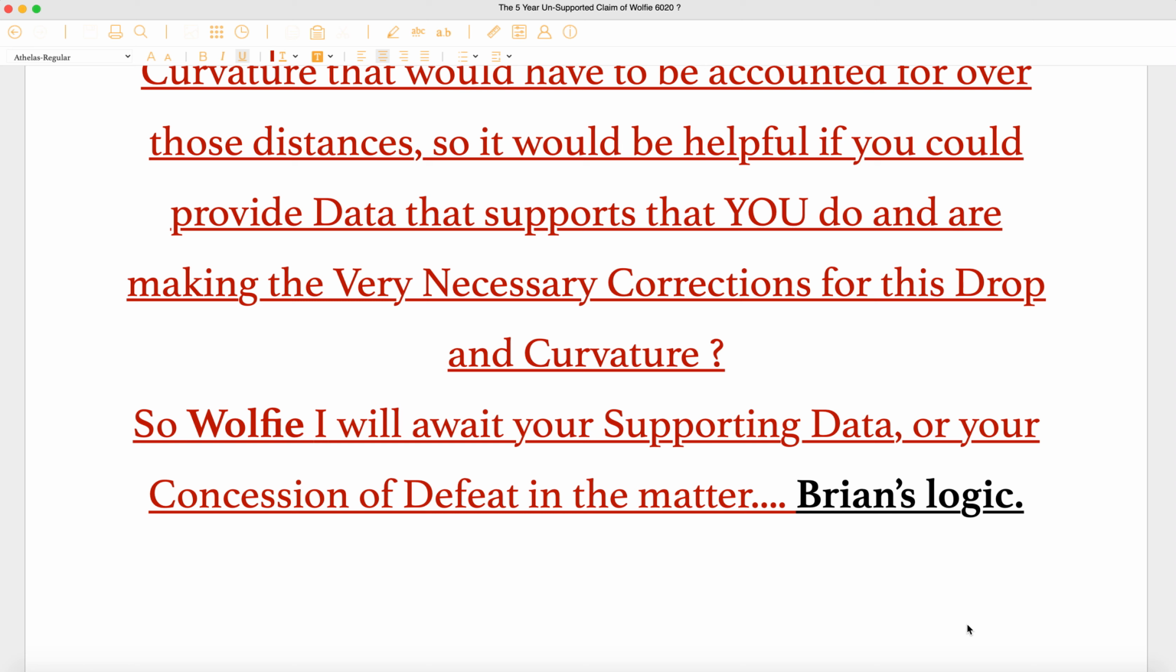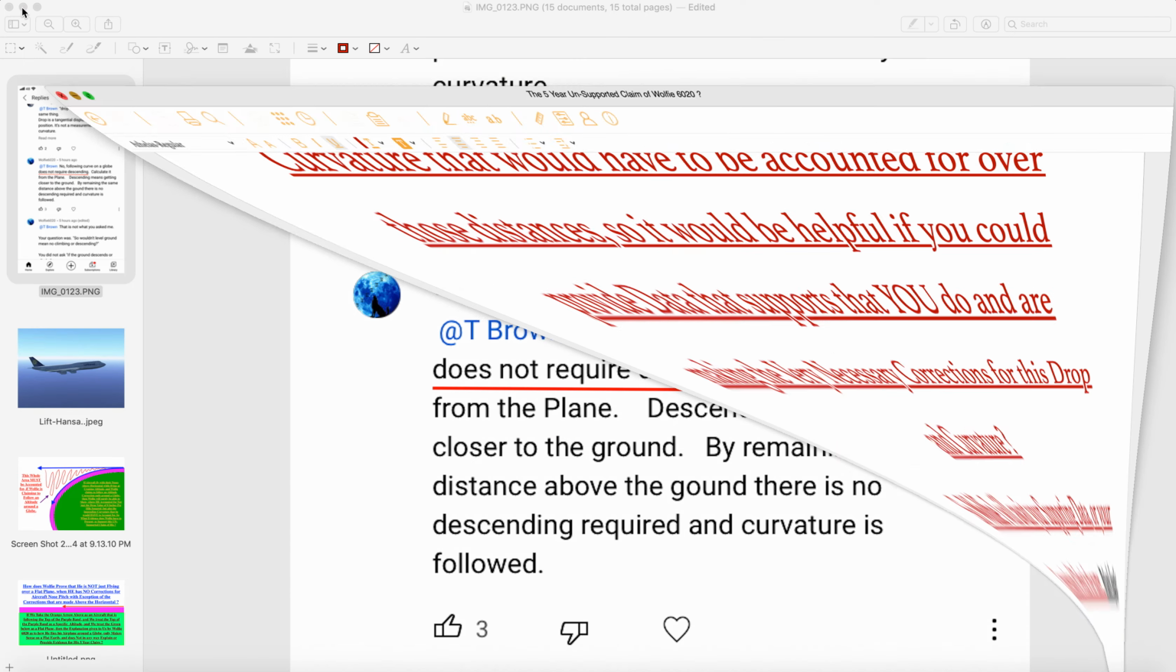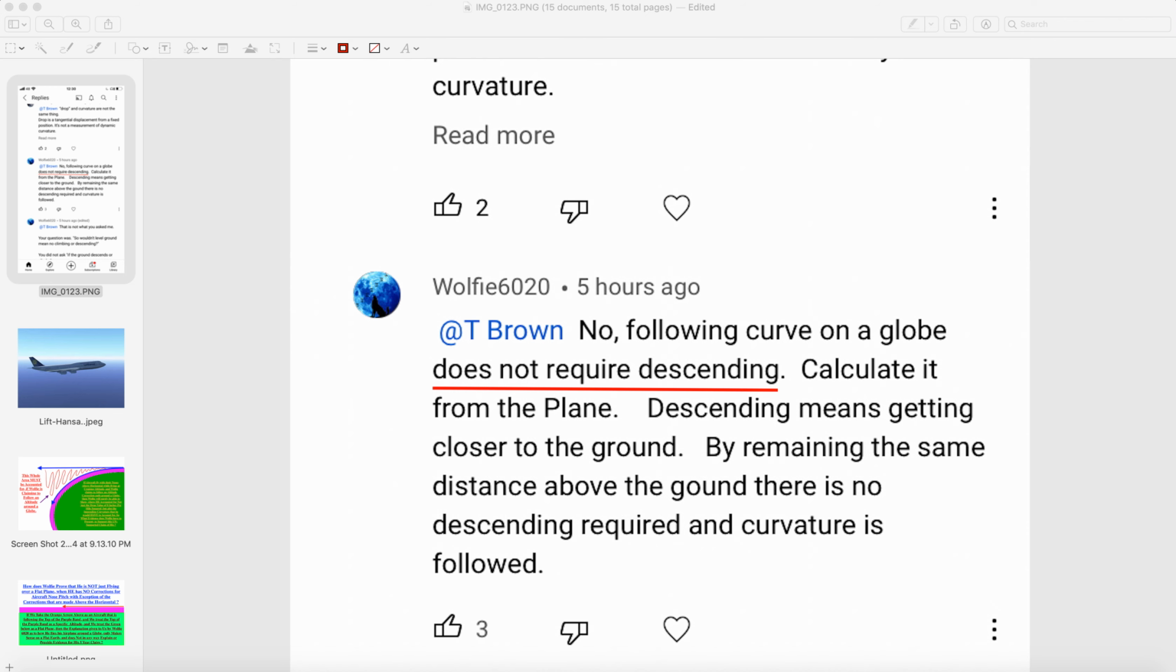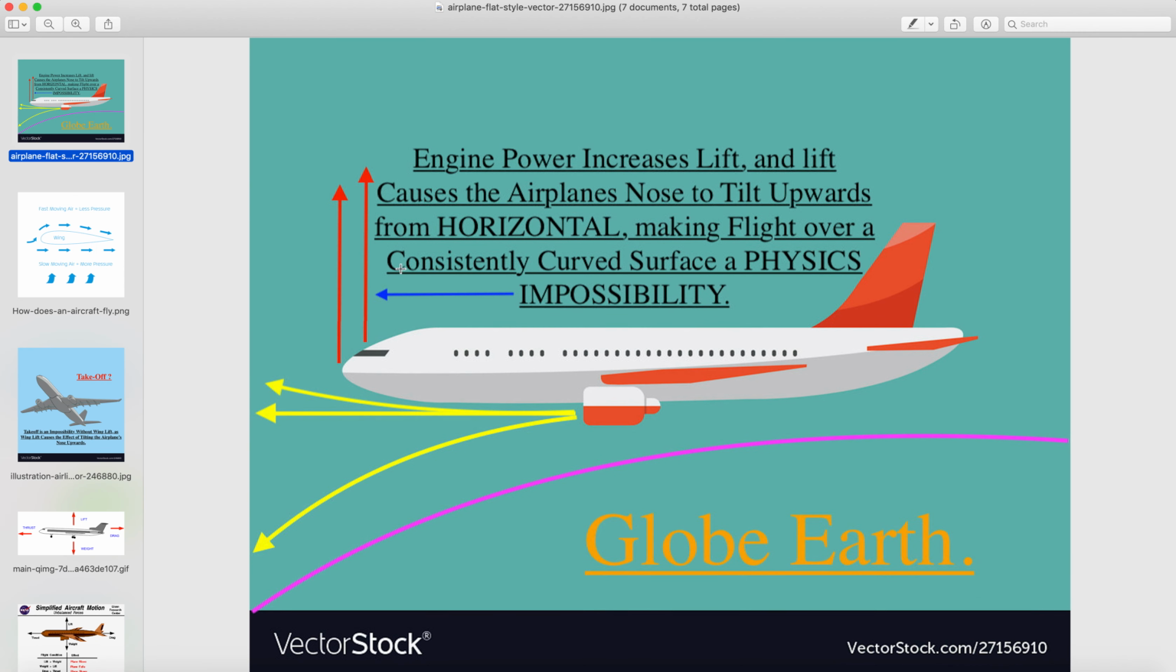Brian's logic. Okay, so I have more, although this is directed at Wolfie, this video, I have more to go. And I'll tell you why. Because in my previous video, I shared some of these here. After my previous video, in the comment section, I was told I was wrong about everything. And not one person was corrected by any of the pilots I was told I was wrong by.